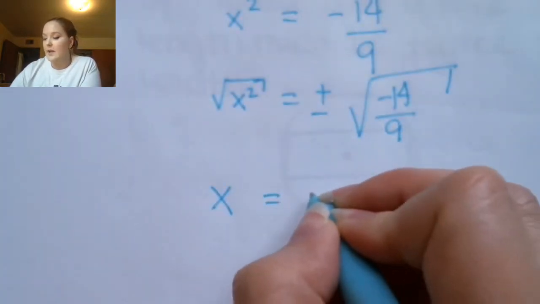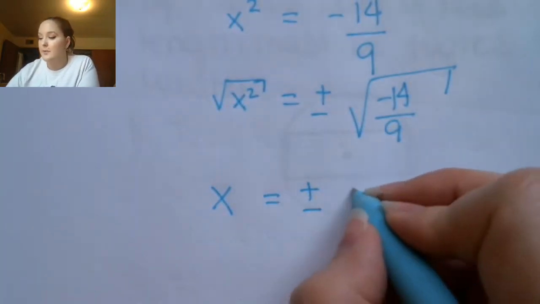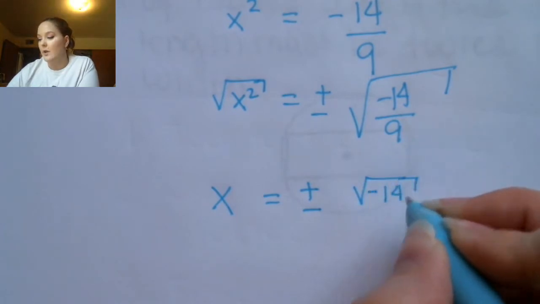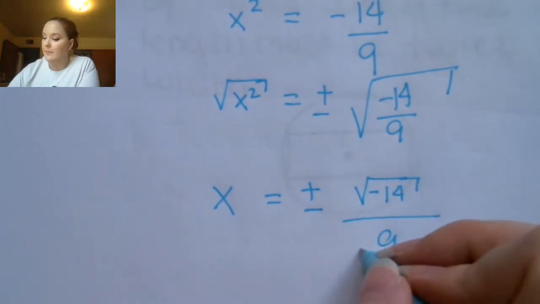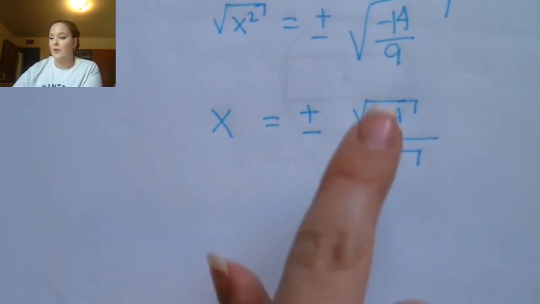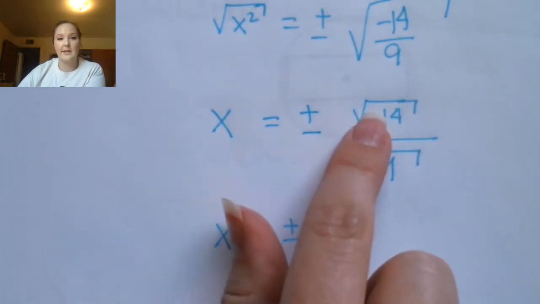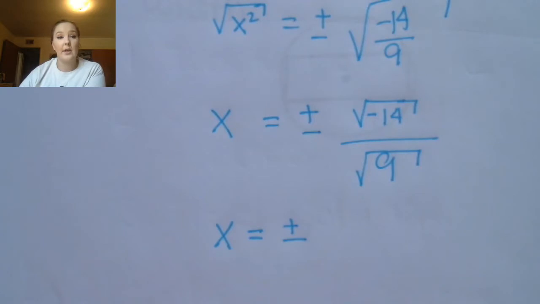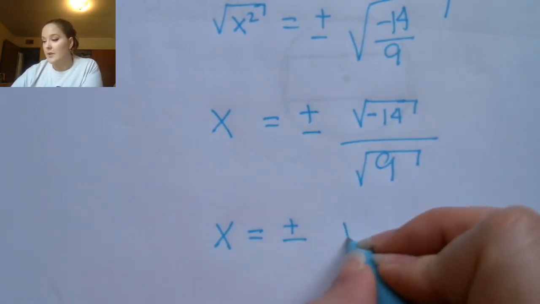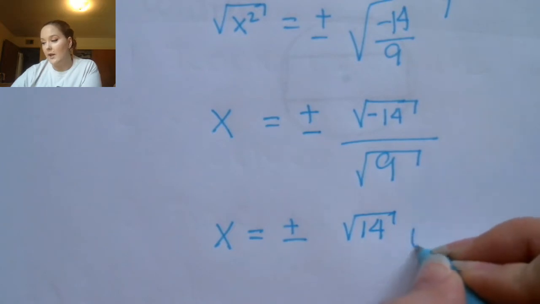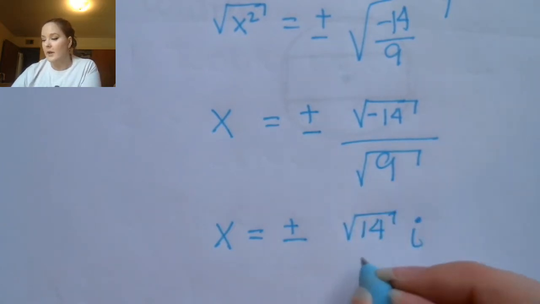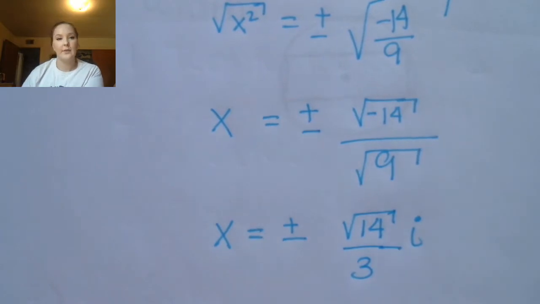So the square root of x squared is x. Now I'm going to split this up into root negative 14 over root 9, and then we're going to simplify these separately. Remember we saw in the last section that when you have the square root of a negative number, that's really a complex number. So this is going to be root 14 i, and the square root of 9 is 3. So in the previous example, we got 2 real number solutions. In this example, you can see that we've gotten 2 complex solutions.